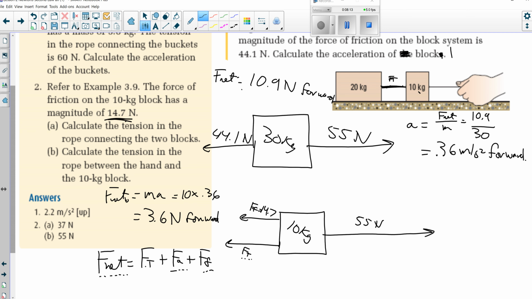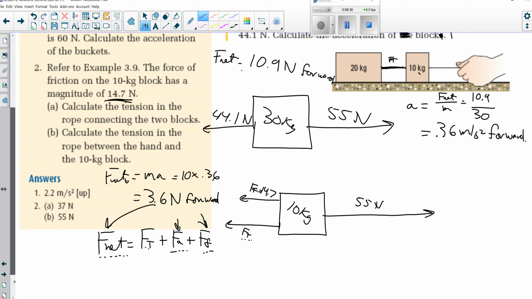Is everybody all right with what I've done there? Have I done anything different than any other Newton's second law question? No. I've broken up a system into two parts, but other than that, everything else is the same. So now I know this number, this number, and this number, so I can find that missing force.